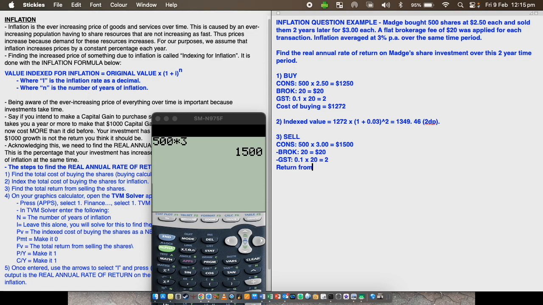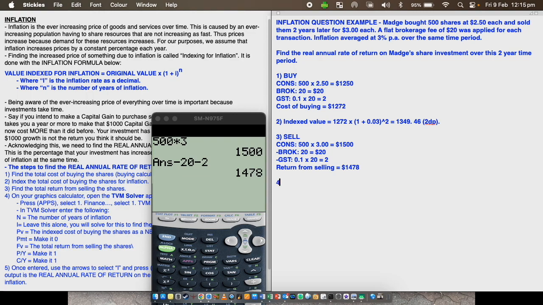Return from selling. I can't do that by hand. I need the calculator because it's three things. So 1,500 minus 20 minus 2, 1478. So did this person make money? Yes, they did make money. However, what we're doing here is acknowledging the fact that inflation was 3% over that time. So that money is not as powerful as we think it's going to be.